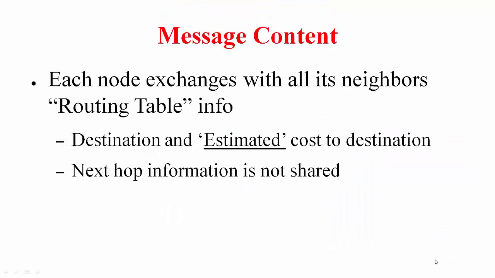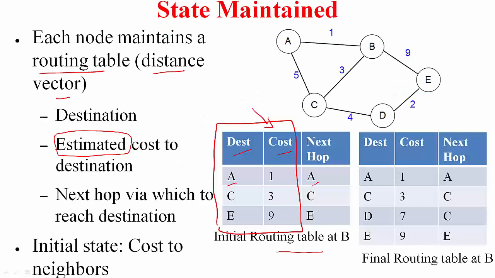Getting back to the protocol, what is the actual message content that is exchanged? Each node exchanges with all its neighbors. Let me emphasize that this is just neighbors. It is not exchanging with others, only the neighbors. It exchanges its routing table information, that is, the destination and the estimated cost to the destinations. Well, it should be destinations, because a node can maintain information about many destinations. Note that the next hop information is not shared. So for example, B here exchanges only this information with its neighbors A, C and E.